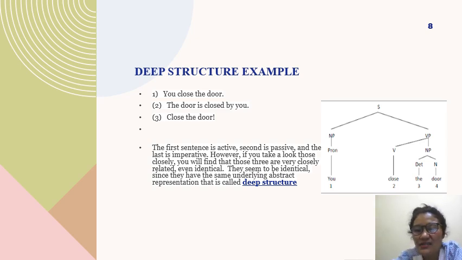So here is the tree diagram about deep structure. Subject, noun. The sentence is you close the door. You is a pronoun. Verb is close. Noun phrase is the door. Determiner is the, and noun is door.